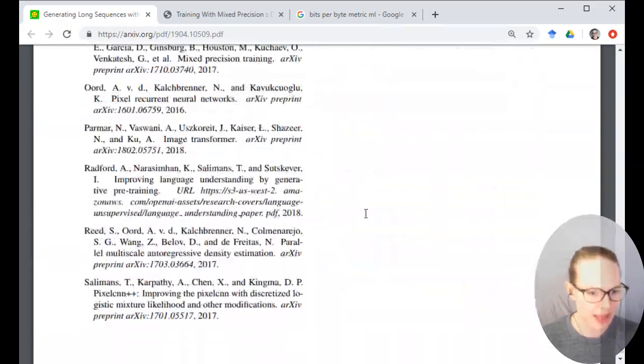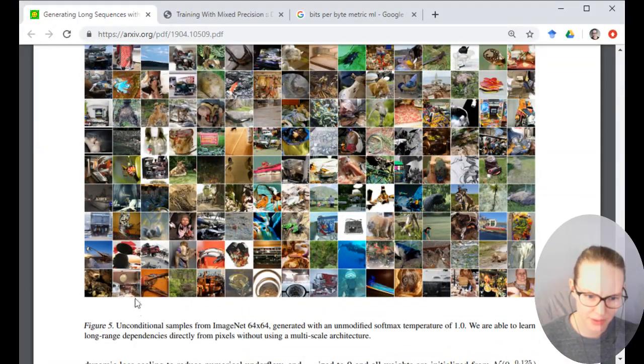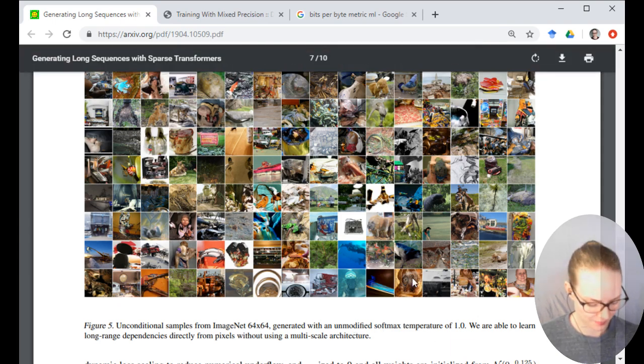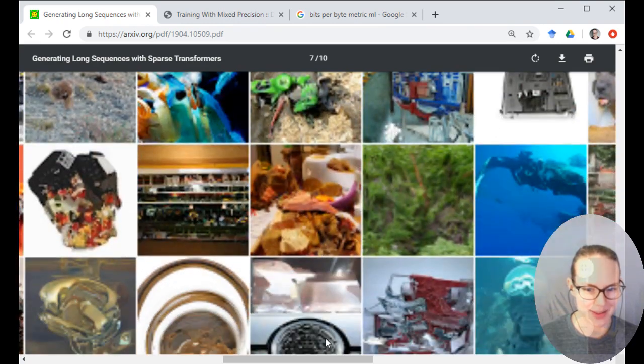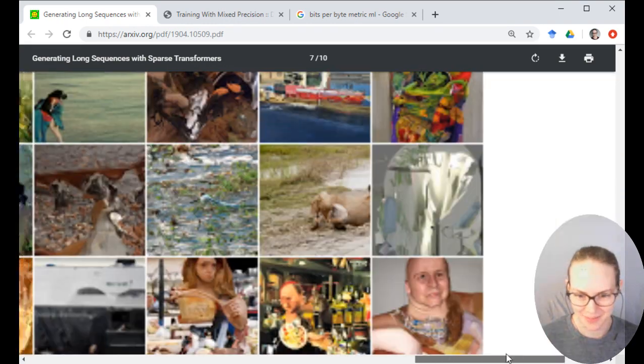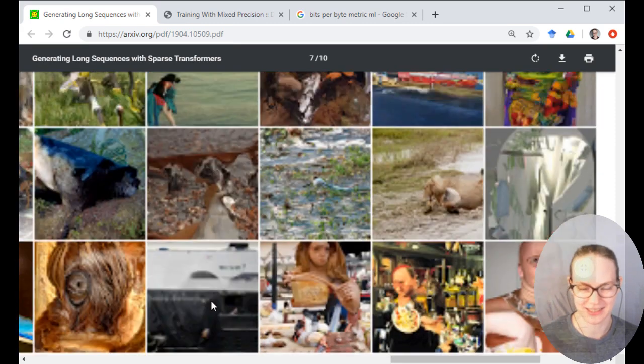Let's see. I'm pretty sure they have... Let's check out the images they generate. Figure 5. Unconditional samples from ImageNet 64 by 64, generated with an unmodified softmax temperature of 1, we're able to learn long-range dependencies directly from pixels without using a multi-scale architecture. I'm just going to zoom in on some of this nightmare fuel so you guys can see it nice and big. I really like this one. It's very good. That looks like something that exists in the world.